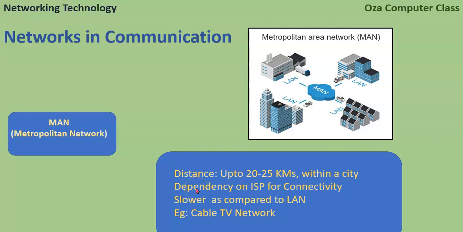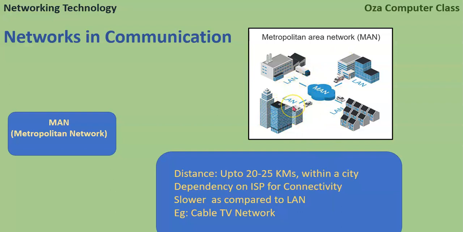But there is a dependency on the internet service provider, ISP, that you will have to request, because you are not allowed to dig the roads. And there are companies like Reliance and Tata, they have already laid the cables across the country, and they can give you connectivity between any two stations which you ask for. So it is comparatively slower, as we discussed, compared to LAN, because we have a choice to select the bandwidth. But here you are dependent on the service provider.